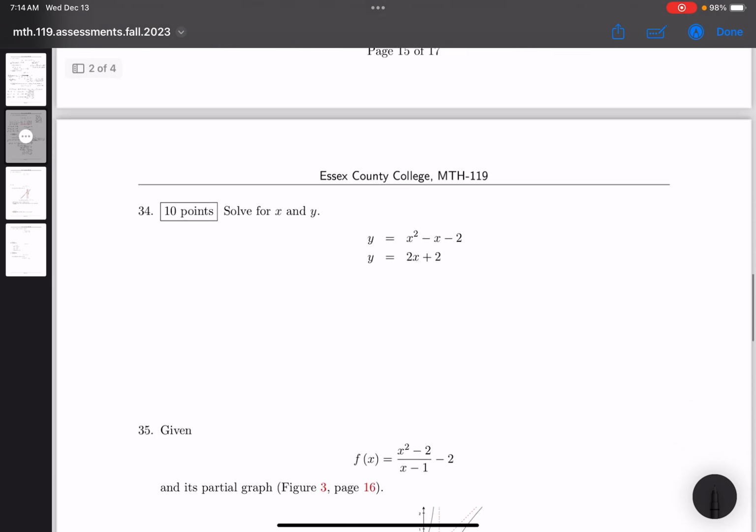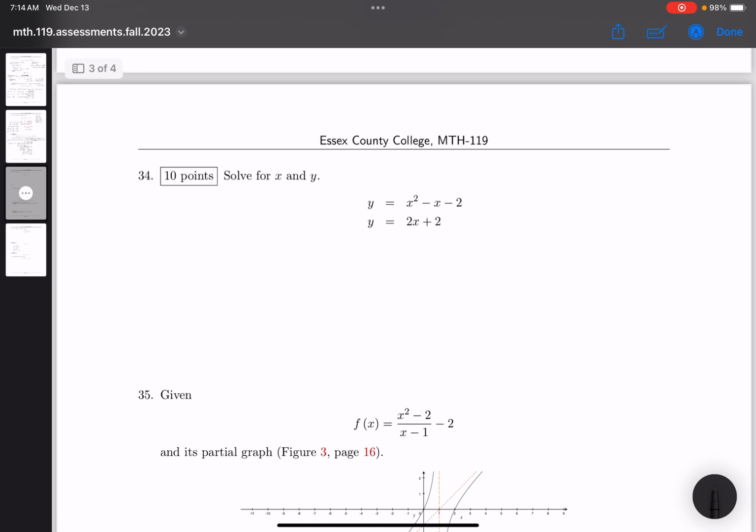So the next one: solve for x and y. Now, granted, in class we've been doing graphing, and I'm going to do it by substitution. I'm not going to graph it out, but if you were to graph it out, you have a parabola and a line. And the possibilities there: intersect at 1 point, 2 points, or no points at all. Let's see what happens with the algebra.